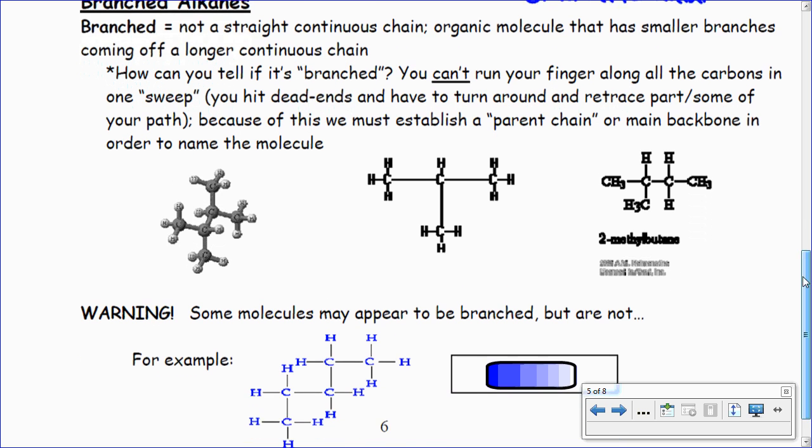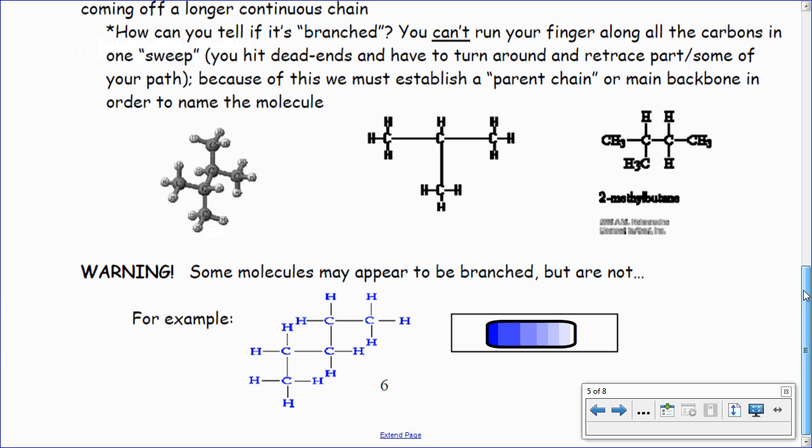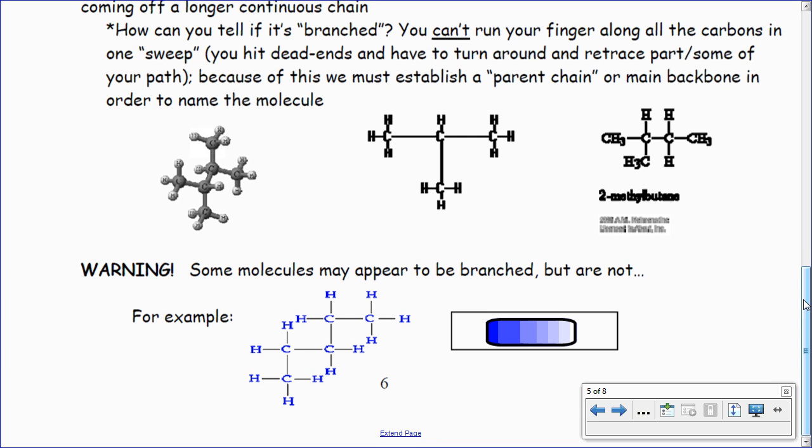So we've got 3 examples here. We've got some pictures, different structural formulas. Some are condensed structural formulas, some are not. Some molecules may appear to be branched, but are not. For example, this one exactly right here. If we look, even though it's in the zigzag pattern, it doesn't actually have any branches. And we're talking about branches of carbon. We're not talking about branches with hydrogen on it. We're talking about branches of carbon. That is how we know if it's a branched alkane.